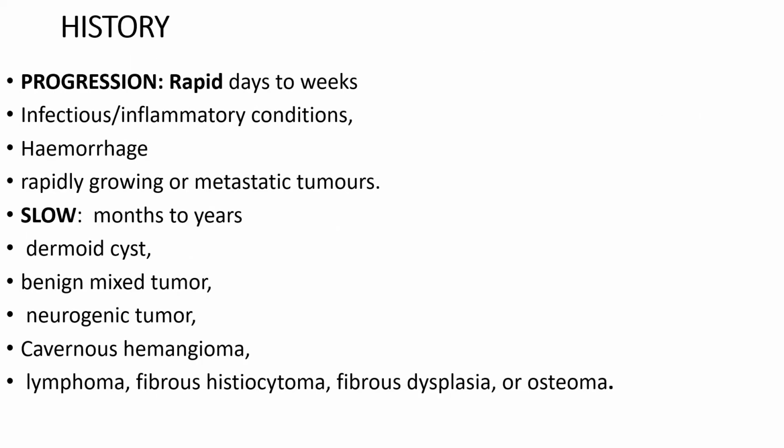We should also ask about the progression, whether it was rapid, from days to weeks. It occurs in infectious and inflammatory conditions or hemorrhage, and rapidly growing or metastatic tumors. Or whether it is slow progression, like in months to years. This occurs in dermoid cyst, benign mixed tumor, neurogenic tumor, cavernous hemangioma, lymphoma, fibrous histiocytoma, fibrous dysplasia, or osteoma.